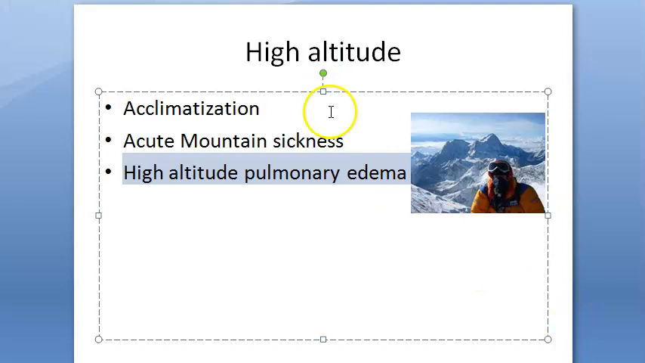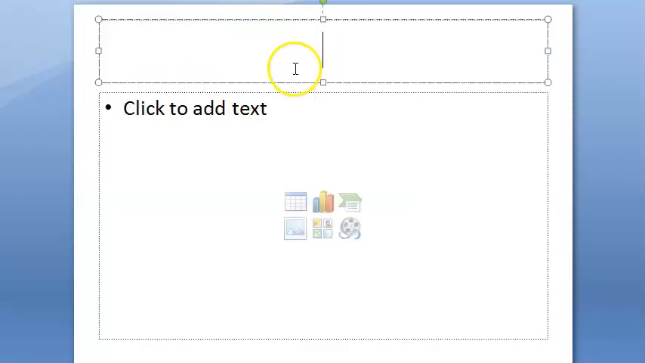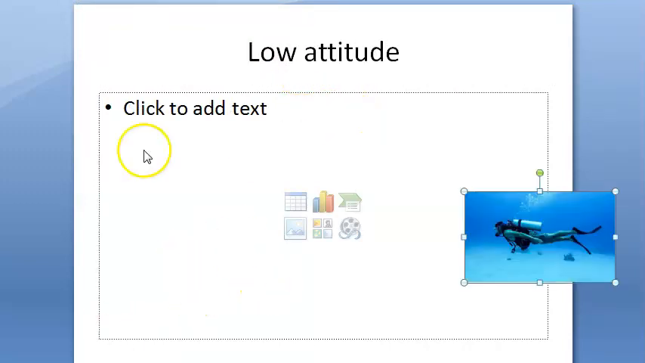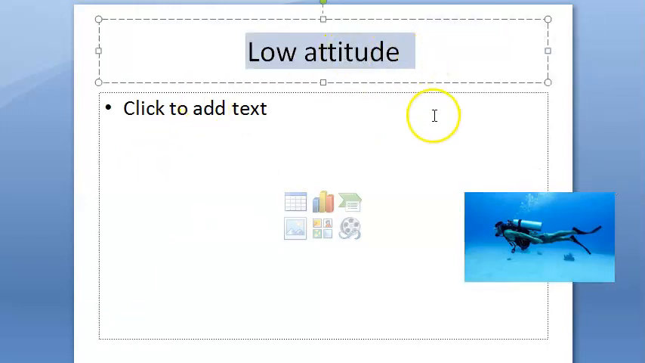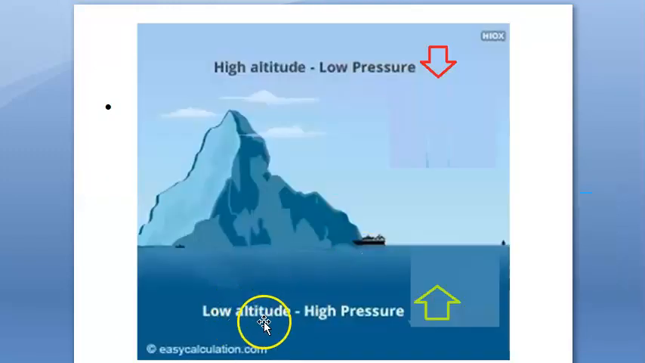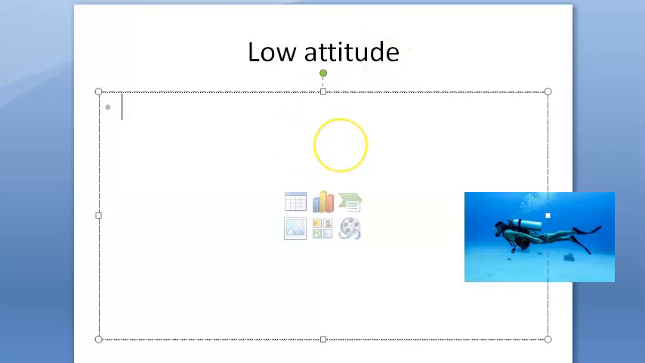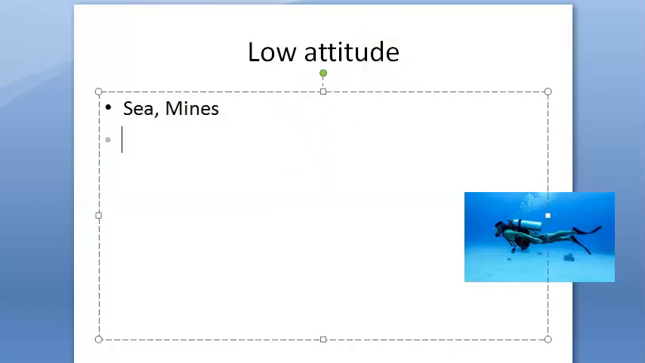Now let us talk about the next thing here. High altitude is over. Let us go lower down, low altitude, like scuba divers, etc. So here what happens? There is going to be increased atmospheric pressure. Guys, you remember, we have already shown you all the details here. It can even happen in mines. It can happen under the sea, in mines, etc. So don't forget mines.